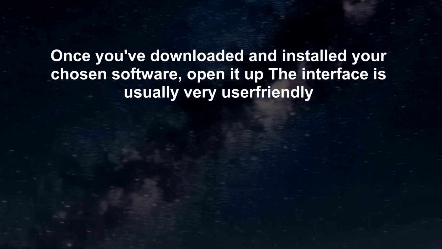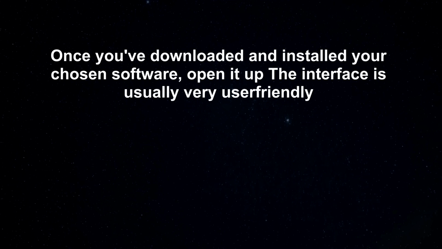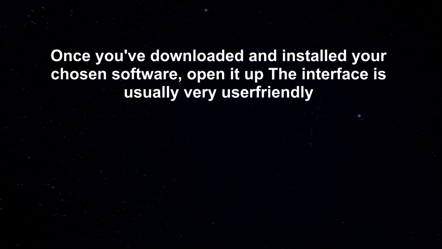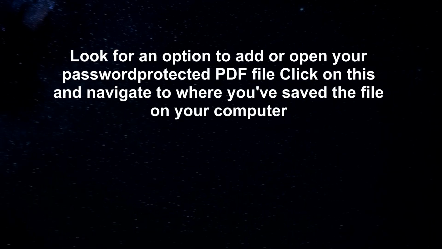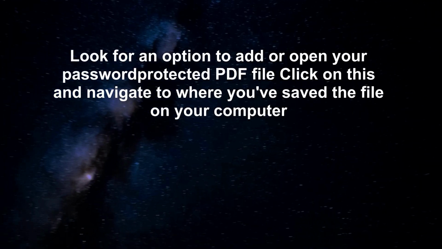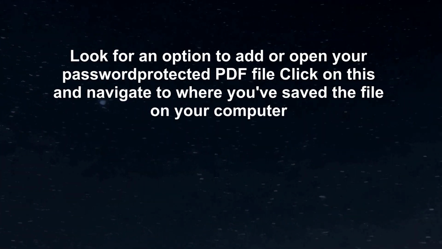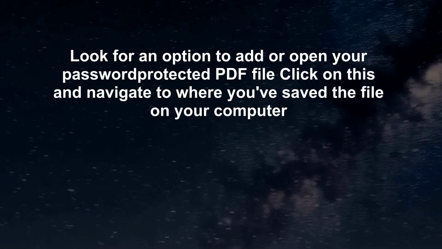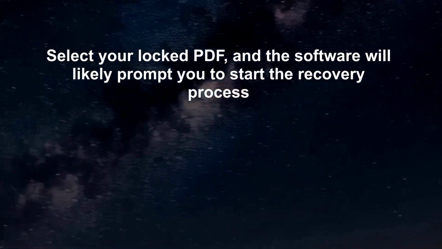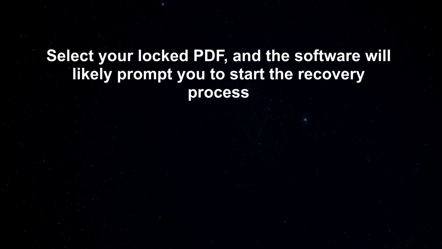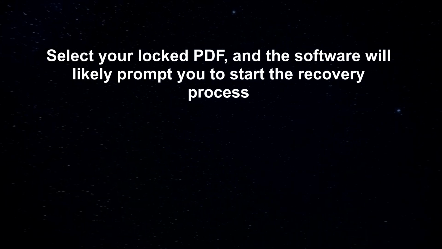Once you've downloaded and installed your chosen software, open it up. The interface is usually very user-friendly. Look for an option to add or open your password-protected PDF file. Click on this and navigate to where you've saved the file on your computer. Select your locked PDF, and the software will likely prompt you to start the recovery process.